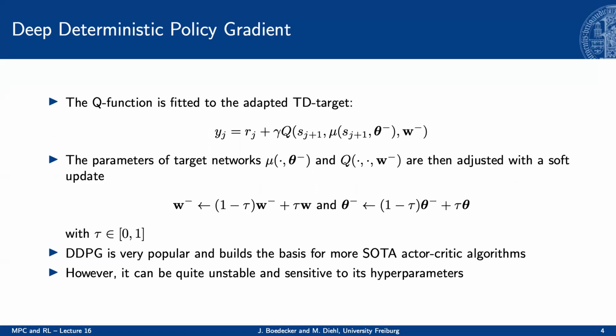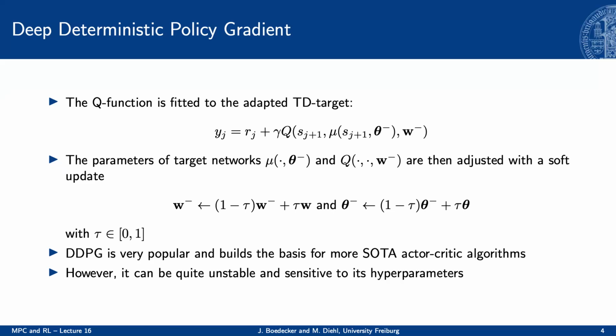Right, so as I said, this is an actor critic method. You have a parameterized representation of your Q function that you fit to an adapted TD target. Here you see it. It's again just the immediate reward plus the discounted Q value for the next state, for the action as prescribed by the actor.